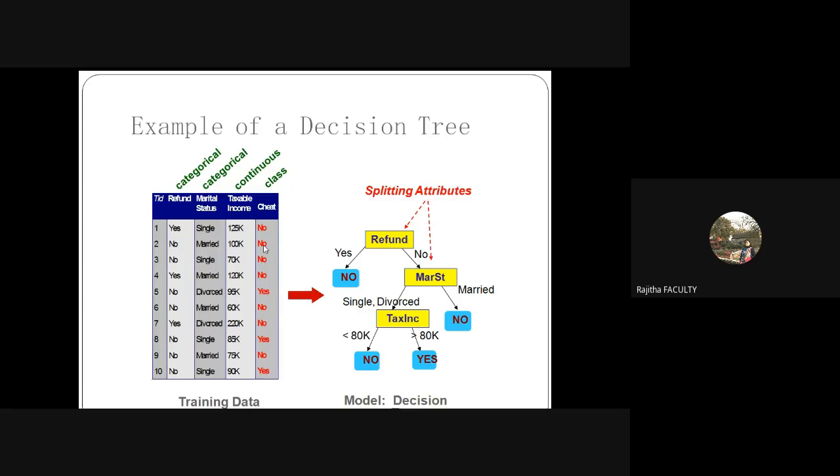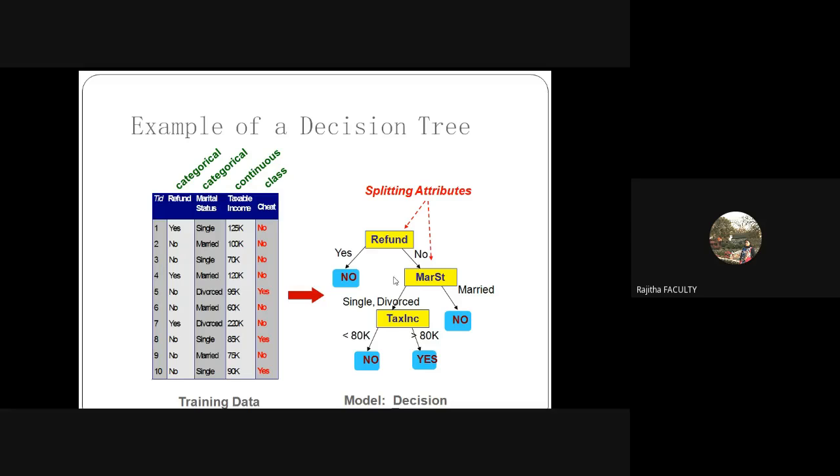So similarly, you can observe wherever you have no and married. No with married, the class is no. No with a combination of married, the class is no. So this always holds in this particular training set, right? So we have another path in the decision tree: refund no, marital status married, so the class belongs to no.